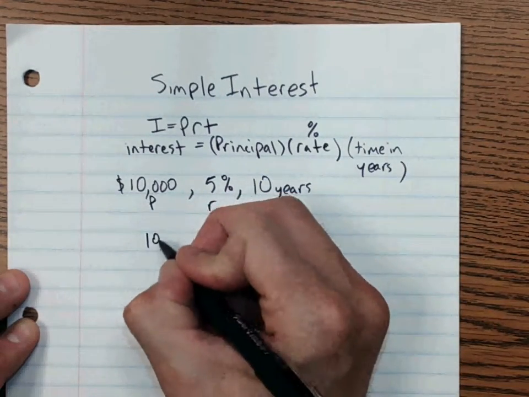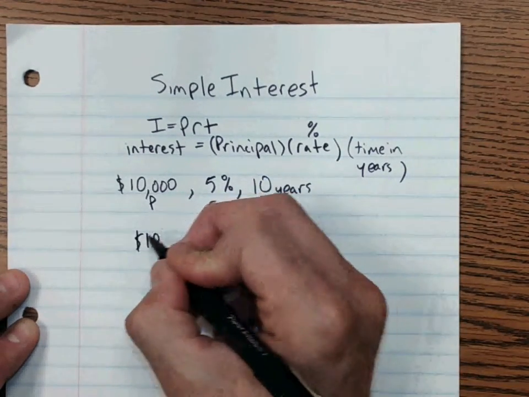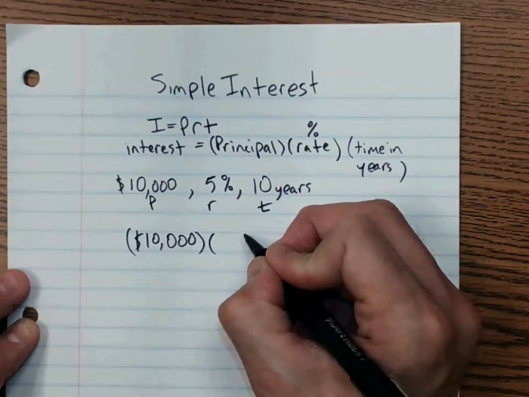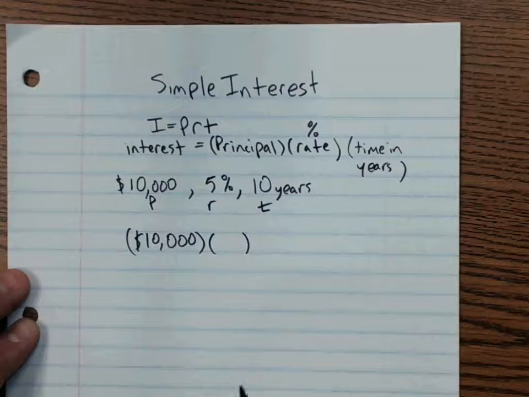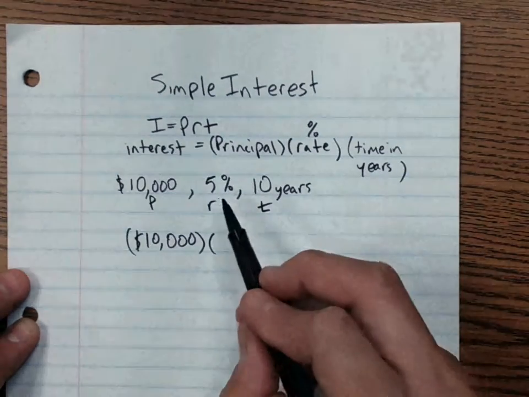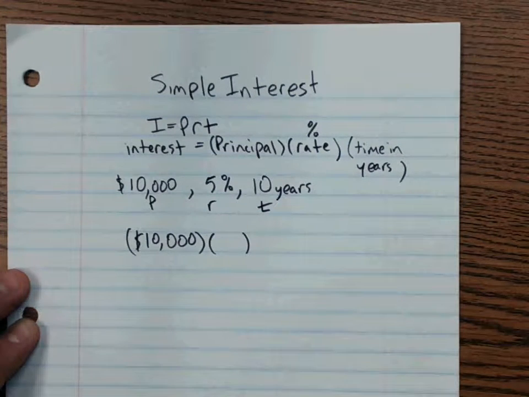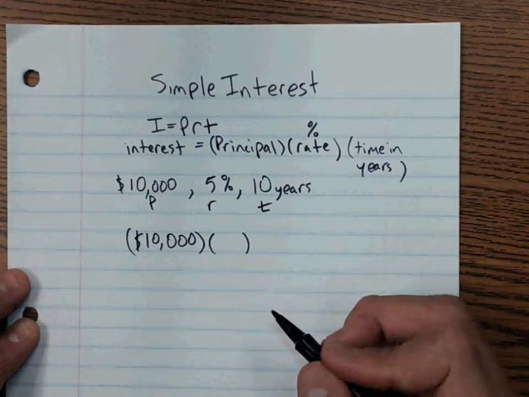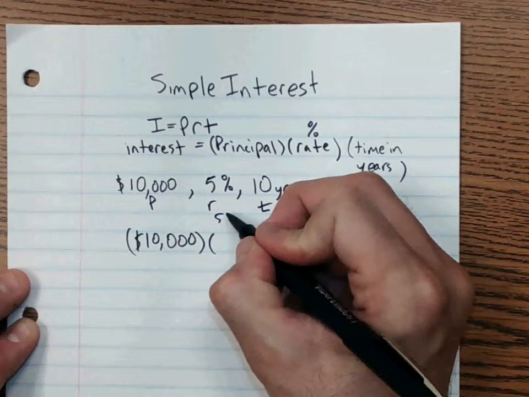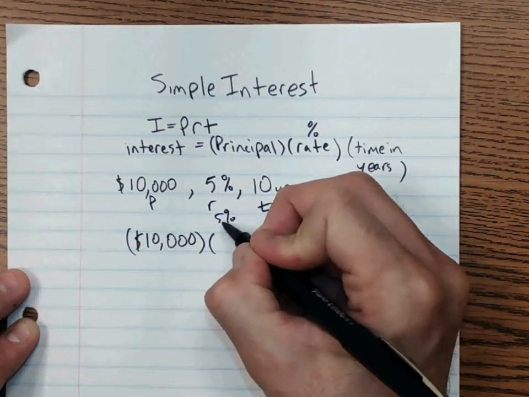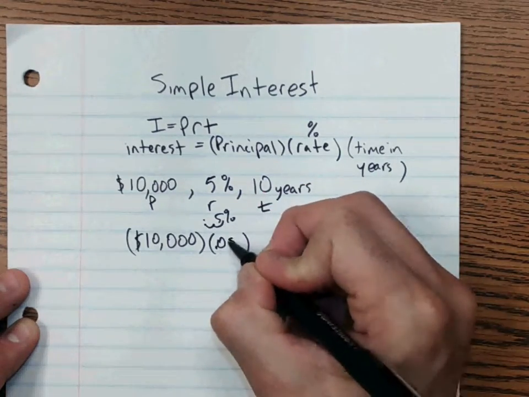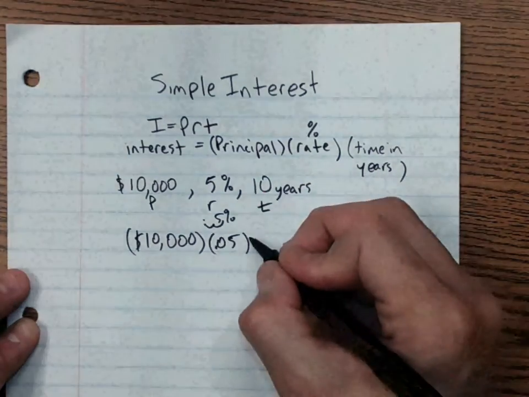So 10,000 times my percent. The only thing you have to remember is your percent has to be written as a decimal. So I'm going to convert my 5% into a decimal by dividing by 100 or by moving my decimal place 2 spots to the left. So 5%, once, twice. So that's going to be what I use for my rate, and then time in years.